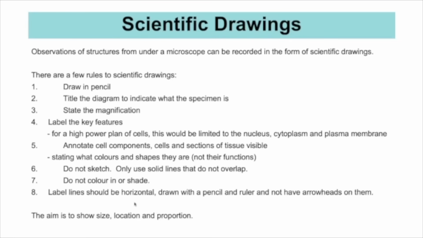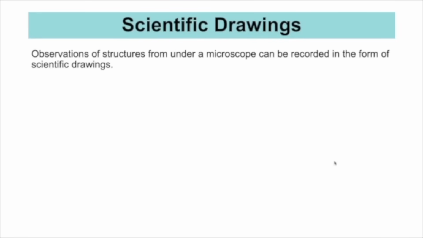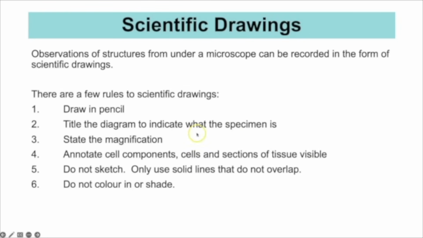So essentially, the aim of a scientific drawing is to show the size, location and proportion, and annotating some of these structural details. You could also be asked to do the scientific skill of scientific drawings, and these are very different to artistic drawings. They have a complete set of rules, and it includes when you are looking at your specimen under the microscope, you would then try and draw it using, first of all, it has to be a pencil, a really sharp pencil so you can be accurate.